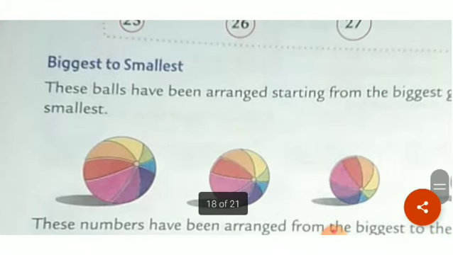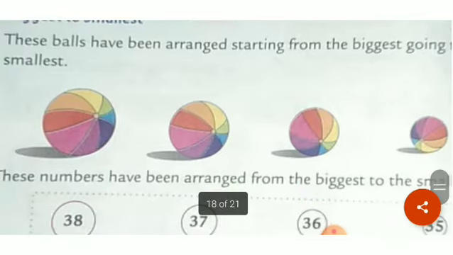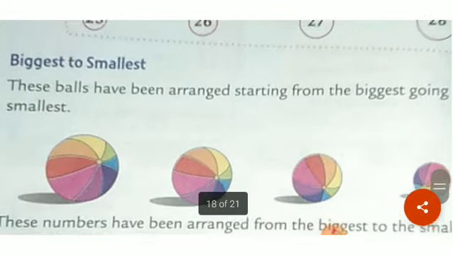And the next order is biggest to smallest, the reverse order. When we arrange the objects like this, the bigger ball, then a little bit smaller, then a little bit smaller, and again a little bit smaller, the last one is the smallest one. That order is called biggest to smallest.